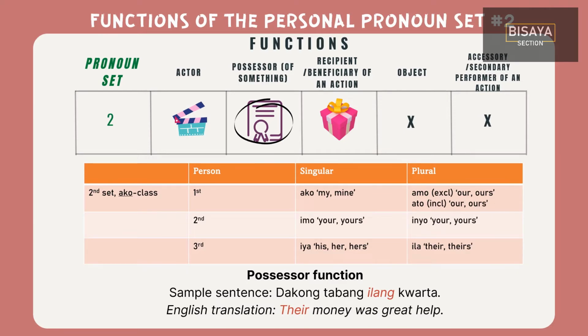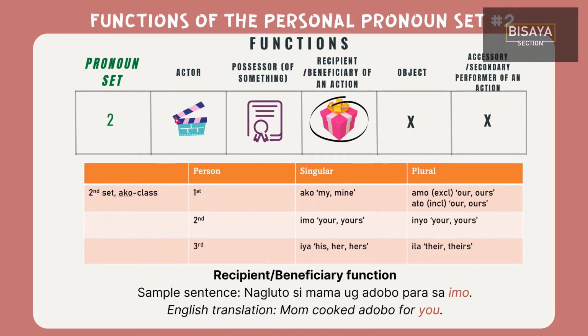Set 2 pronoun also functions as the possessor of something in the sentence. The sentence, dakong tabang ang ilang kwarta, expresses it in this context. Thirdly, set 2 pronouns function as recipient or beneficiary of an action, as in this sentence. Nagluto si mama og adobo para sa imo. Imo, or you in English, received what was cooked by mom.